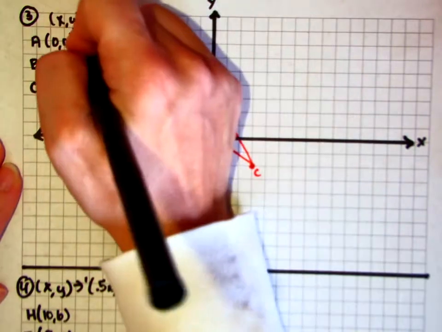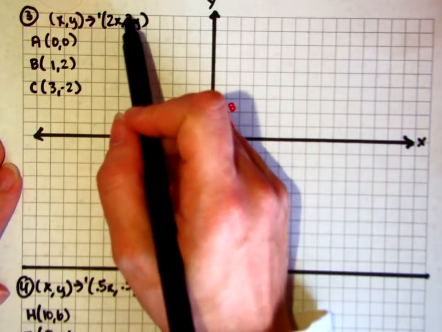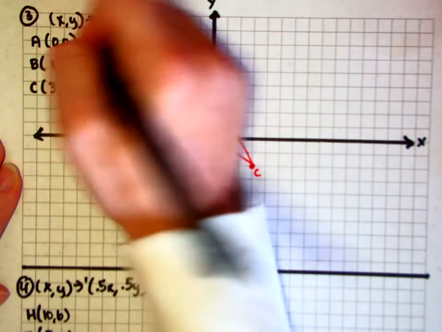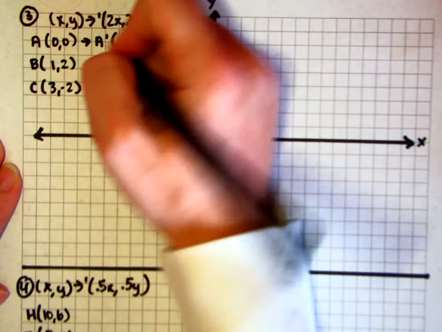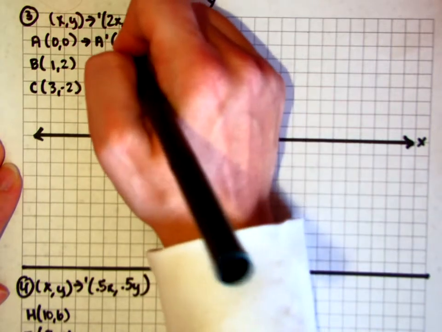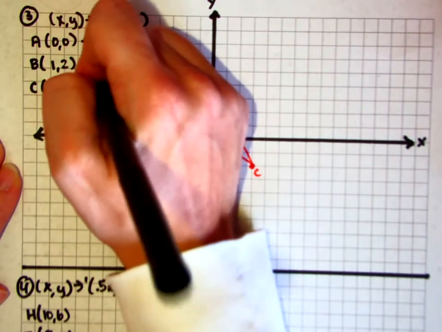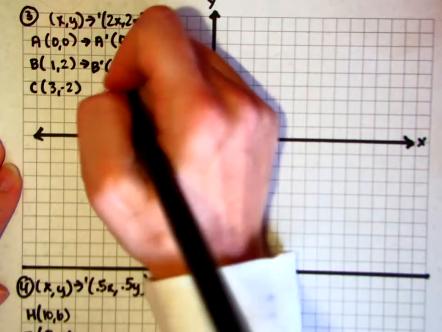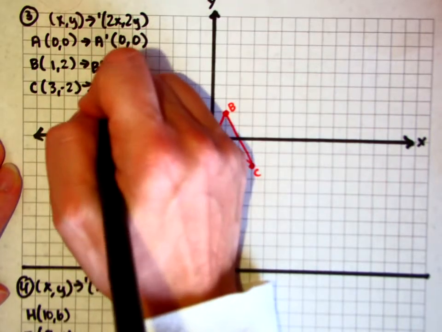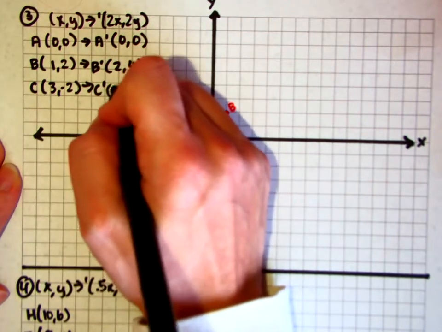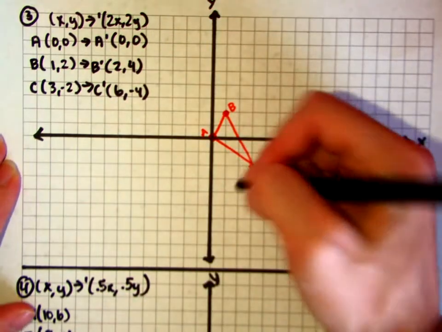So when we apply the dilation, look at what we have here. We've got a scale factor of 2. And so we're going to multiply both the x and the y by 2. Well, A prime is going to stay the same because 0 times 2 is still 0. And then B prime is going to be 2 times 1, which is 2, 2 times 2, which is 4, and then C prime is going to be 3 times 2, which is 6, and negative 2 times 2, which is negative 4. And we're going to go ahead and plot these points.